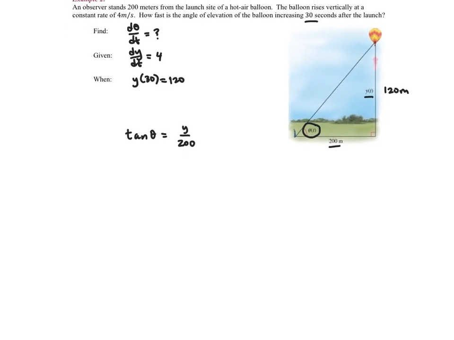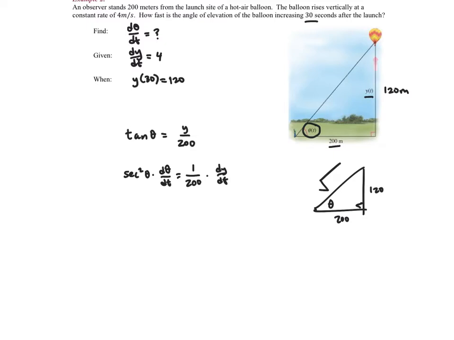All right, let's take the derivative of both sides with respect to t. So that would be secant squared theta times d theta/dt will equal 1 over 200 times dy/dt. Okay, so what we know here, and I'm actually going to draw the triangle, is that at 30 seconds after launch, we have 200, we have 120. So using the Pythagorean theorem, I'm going to get that the hypotenuse here is the square root of 54,400.